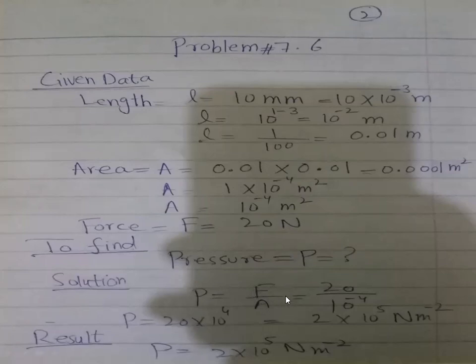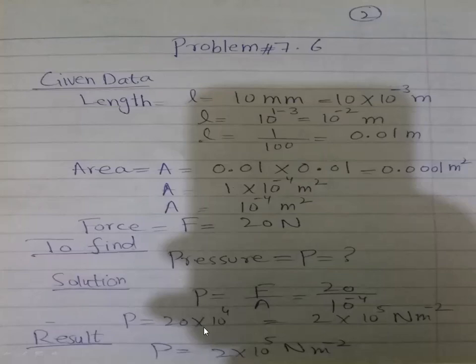Pressure is equal to force per unit area. Force is 20 Newton, which is given to me. And I just found the area, 10 to the power minus 4. Just plug in the values, then 20 divided by 10 to the power minus 4. If this 10 raised to power minus 4 goes on the top, it will be 10 to the power plus 4. I repeat, if this 10 raised to power minus 4 goes on the top, it will be 10 to the power plus 4.